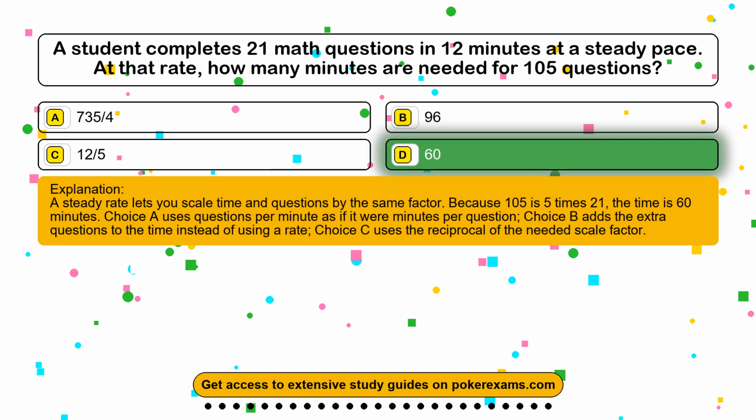A steady rate lets you scale time and questions by the same factor. Because 105 is 5 times 21, the time is 60 minutes. Choice A uses questions per minute as if it were minutes per question. Choice B adds the extra questions to the time instead of using a rate. Choice C uses the reciprocal of the needed scale factor.